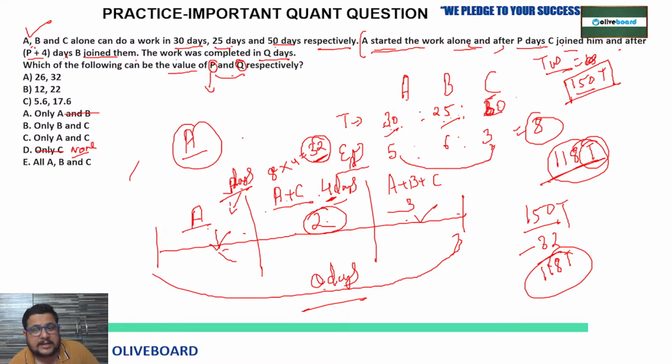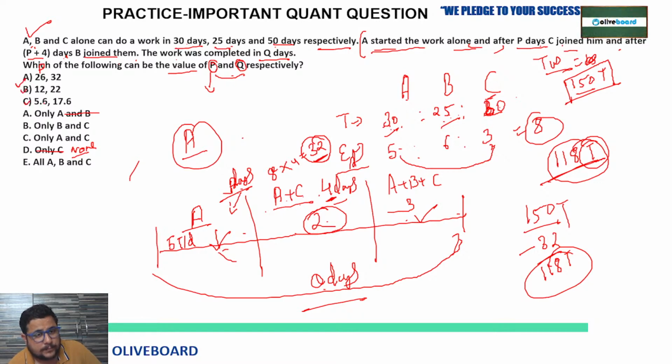The first part efficiency is what? That is going to be 5. The efficiency of A, that is 5 cups of tea per day. Are you getting my point now? 5 cups of tea per day. And he worked for how many days? P days. So P is the value of first data in every option, A, B, C.